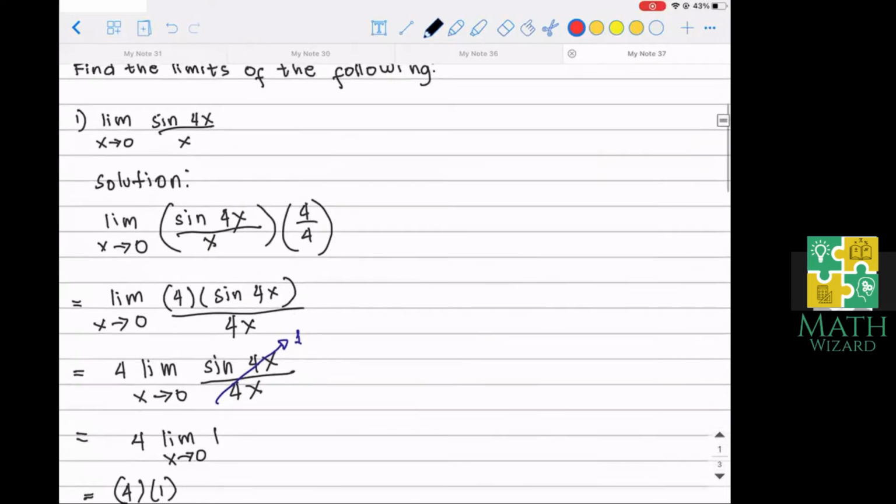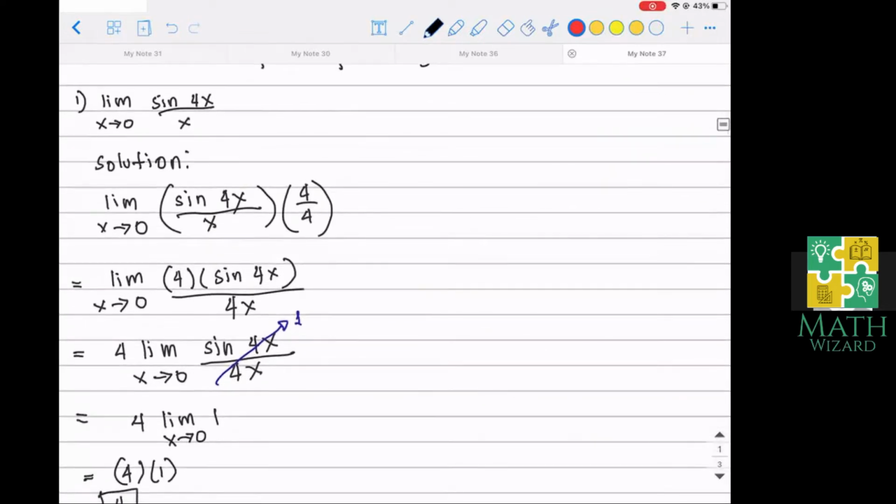Okay? So that's how we find the limit of a trigonometric function. Okay, let's have another example. Let's say our second example is like this.